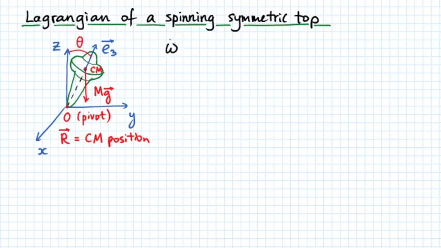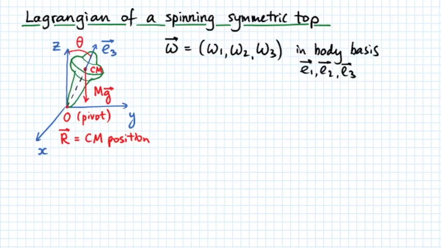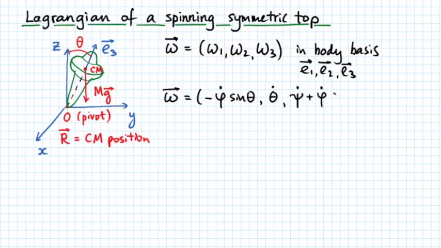We have shown that in the body frame, angular velocity can be written in terms of Euler angles, phi, theta, and psi, as follows. Minus phi dot sine theta. For the second component, we simply have theta dot. And for the last component, we have psi dot plus phi dot cosine theta.